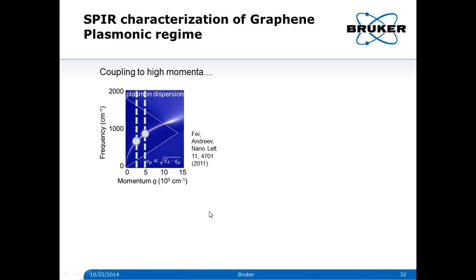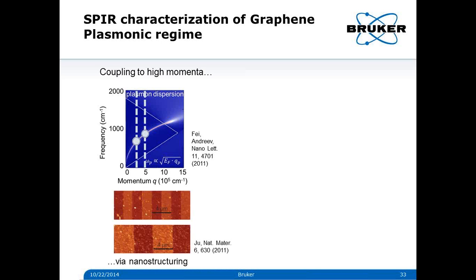But with graphene plasmons, the problem is that you have to obey the energy and momentum conservation rule. So you have this dispersion here, which is square root-like. And if you want to excite or detect the plasmon, you cannot do that easily with far-field light, which has a momentum close to 0.